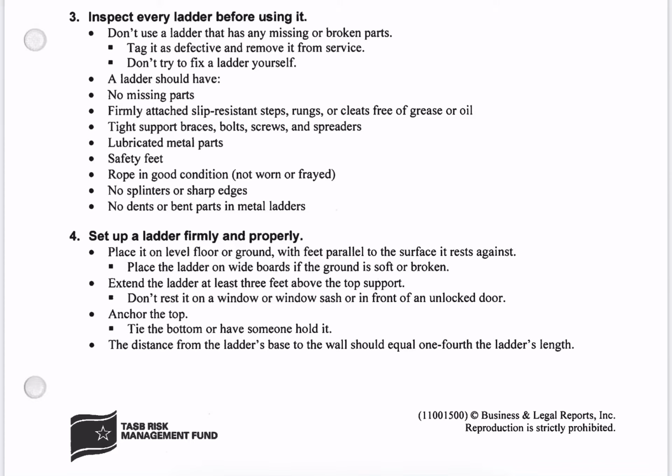A ladder should have no missing parts, firmly attached slip-resistant steps, rungs, or cleats free of grease or oil, tight support braces, bolts, screws, and spreaders, lubricated metal parts, safety feet, rope in good condition, not worn or frayed, no splinters or sharp edges, no dents or bent parts in metal ladders.